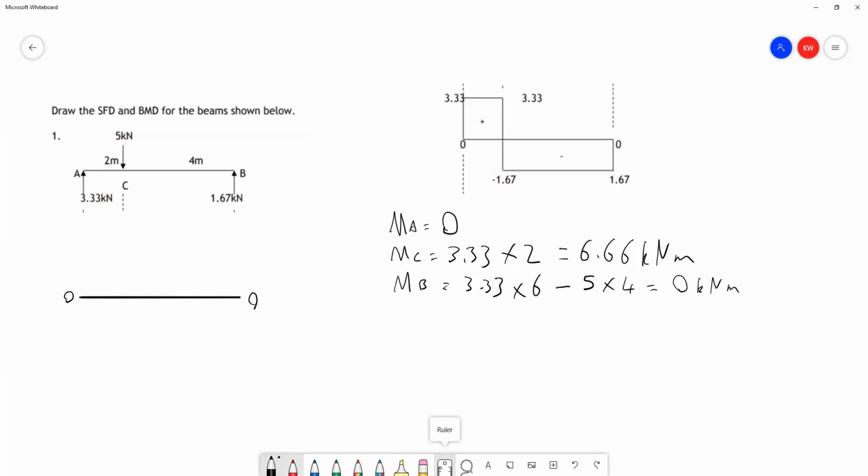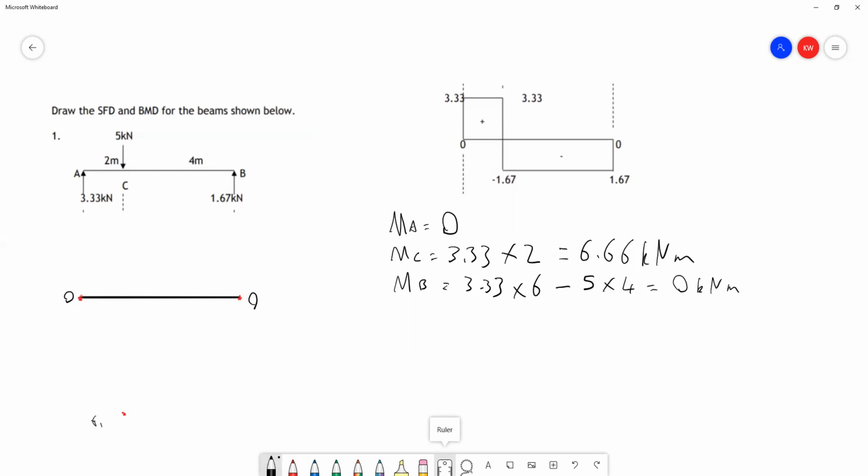Now we can plot these points on our diagram. We can plot the moment at A, which is 0, at this end of the beam where A occurs. I mark that in red. And for B, we can do the same. And for C, so a point about 1/3 of the way along the beam, representing the 2 meter mark, we plot this point here, representing 6.66 kilonewton meters.